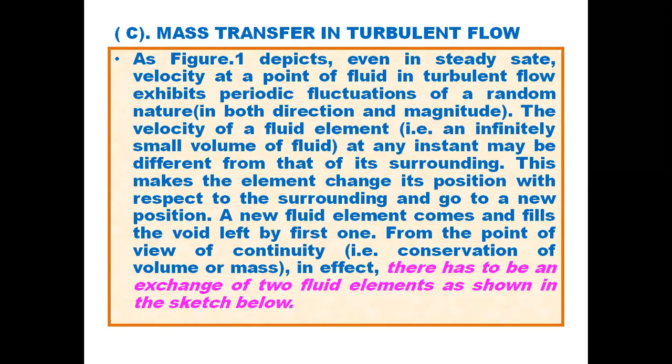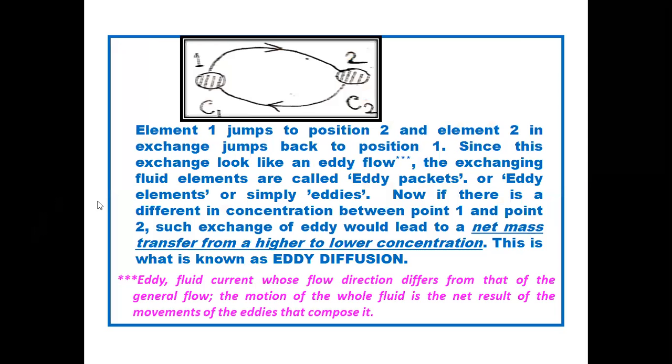From the point of view of continuity, in effect, there has to be an exchange of two fluid elements as shown in sketch C. Generally, the packet of element A, or first element, passes to position 2 and fills this particular gap, and the element from position 2 leaves. This process continues till a homogeneous state is achieved. Element 1 jumps to position 2 and element 2 jumps back to position 1.